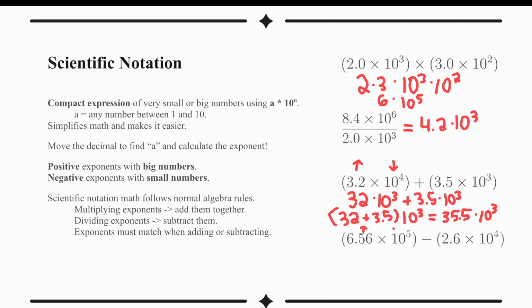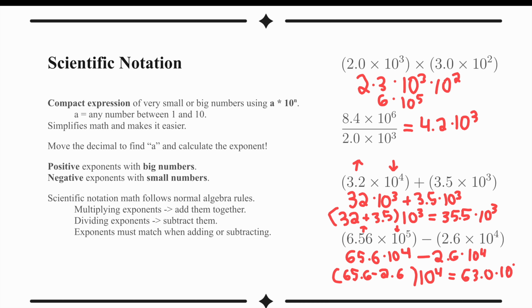Again, if we make this number bigger, we need to make this number smaller. So 65.6 times 10 to the fourth minus 2.6 times 10 to the fourth. Doing the same thing we did above and pulling the 10 to the power of 4 out of this equation, we have 65.6 minus 2.6 times 10 to the fourth. And finally solving this, we get 63.0 times 10 to the fourth.